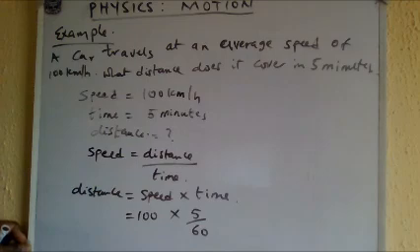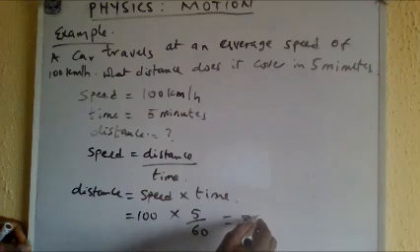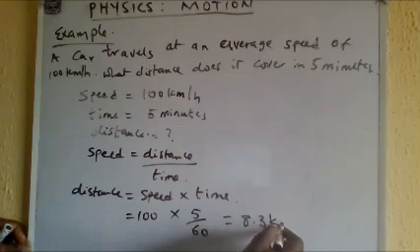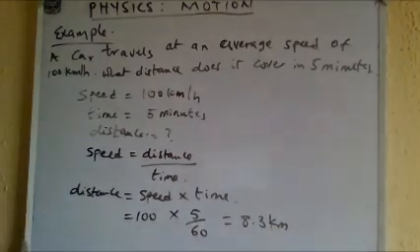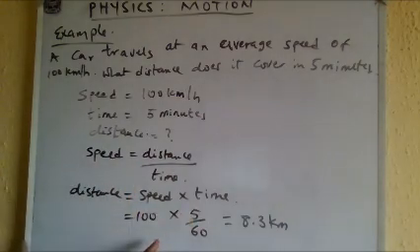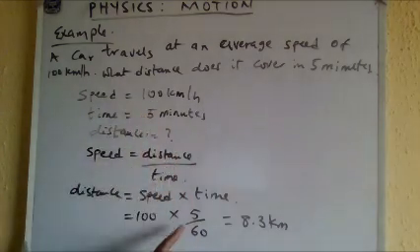So at this point, we can get our distance as 8.3 kilometers by the time you compute this. So you see what's happened here. The formula is easy to get, but we need to ensure that this time is in hours, not in minutes. So we'll convert 5 minutes to hours.